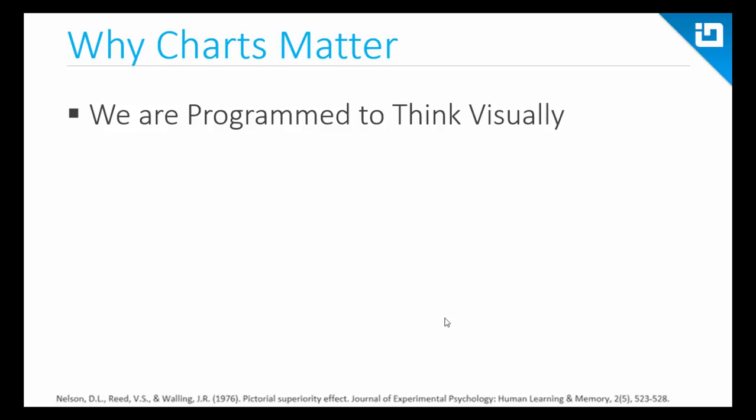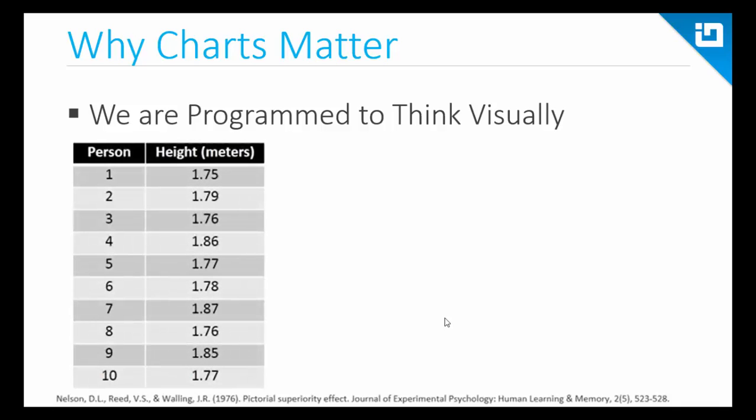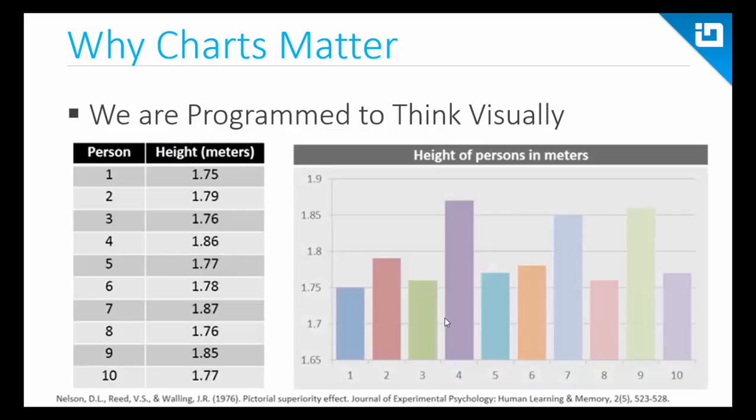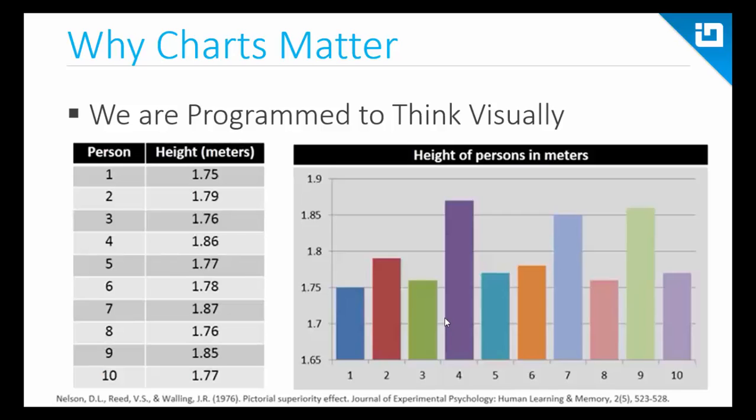Tobias did a webinar last month on data visualizations, and he really highlighted how we're programmed to think visually. He did a quick test where he displayed this table and asked, how quickly can you find the tallest person? Of course, it's very difficult to scan that information when it's in that fashion. But if you look at it in a data visualization, it becomes very simple to actually see.